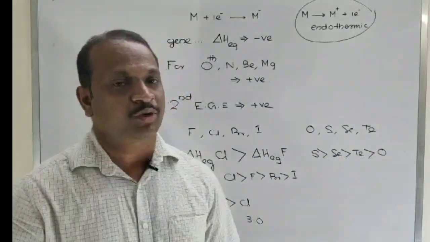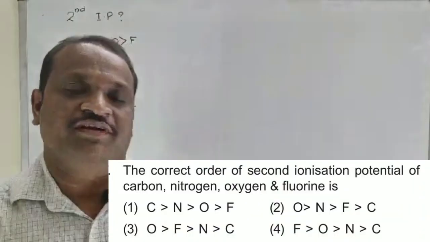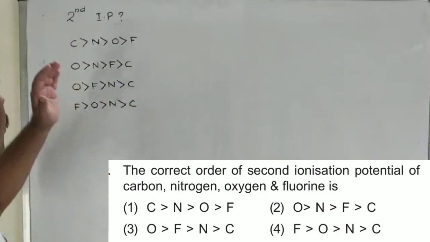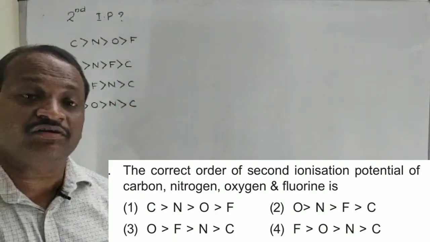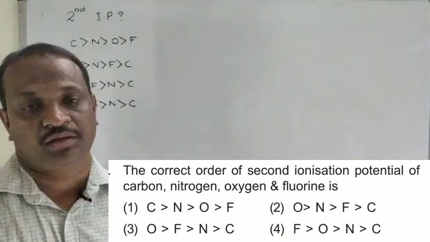So let me discuss some problems based on this. Now let's start with some questions. See, here we have the first question on the board: which is the correct sequence of second ionization potential?